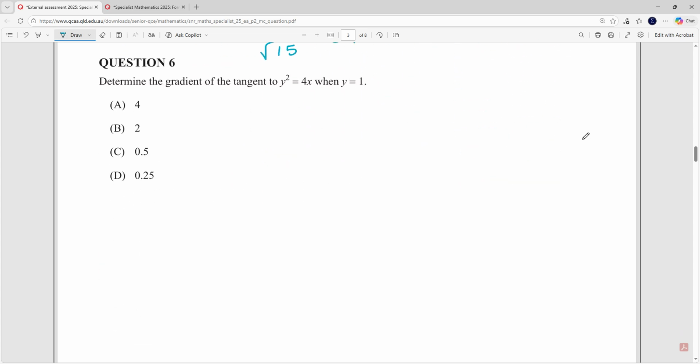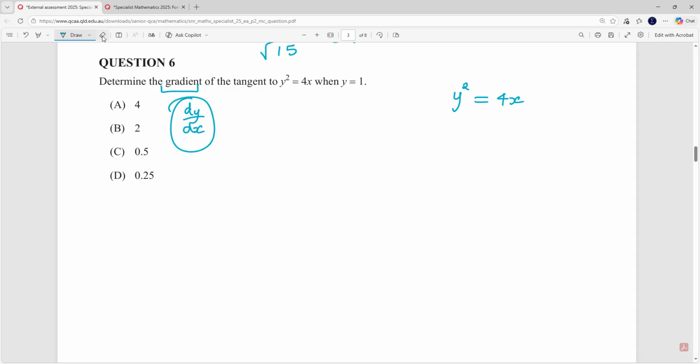So, question 6. Determine the gradient of the tangent to y squared equals 4x when y equals 1. Okay. So, whenever you see gradients, you need to think dy dx. Okay, if you do not think dy dx, you need to be looking at it a lot more, okay? So, now here, y squared equals 4x. We can't differentiate that normally, but we can do it using implicit differentiation, okay? So, we need to create an expression for dy dx of this relation here.